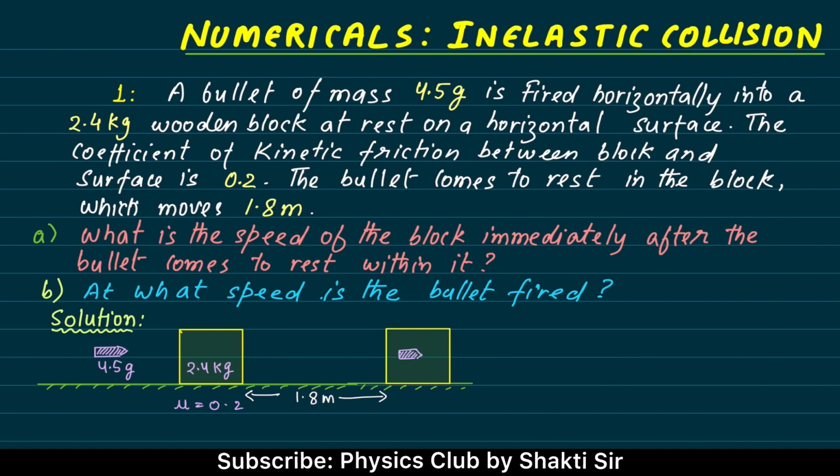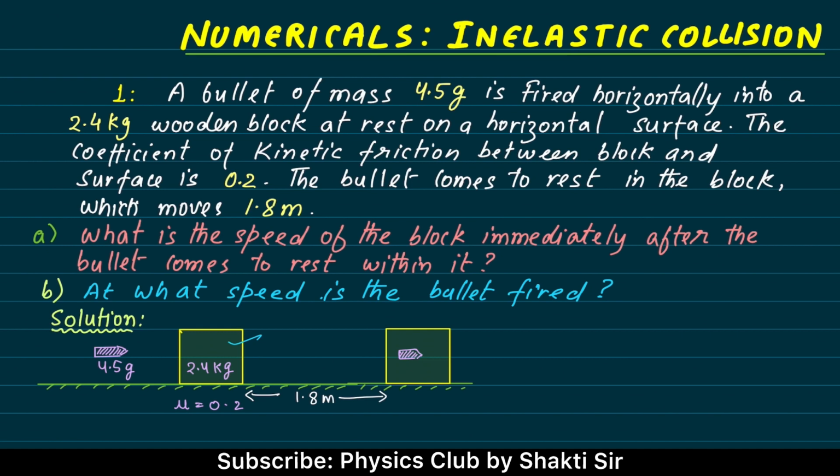Initially we have a block whose mass is given, you can see it is 2.4 kg, and a bullet having a mass of 4.5 gram. The block is moving on a friction surface. There is friction, that's why the coefficient of friction is also given. Once the bullet is inside the block, the bullet and block both combinedly move a distance of 1.8 meter before coming to rest. What they are asking is, what is the speed of the block immediately after the bullet comes to rest within it.